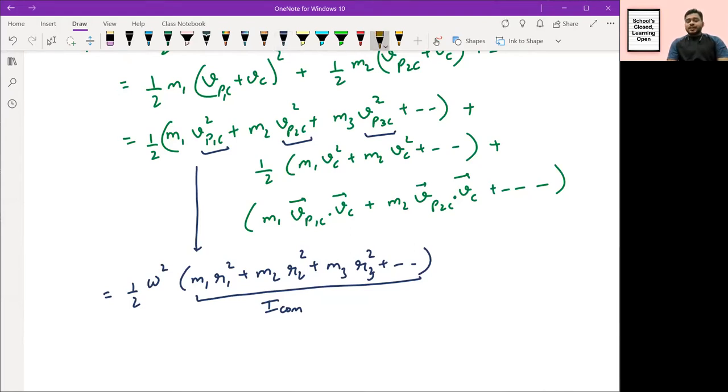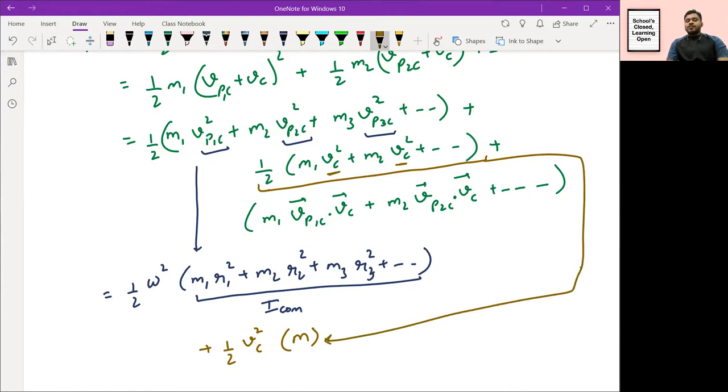Now moving on to the second term. This is Vc square, Vc square, Vc square. So we are going to just separate it, and we are going to write half Vc square and m1 plus m2 plus m3 plus m4. This is the mass of the system. You can write directly m1 plus m2 plus m3 is m. So this is half m Vc square. This is the second term, correct?